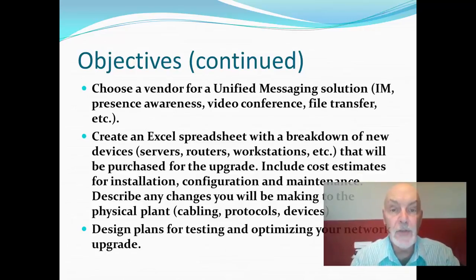Next, you're going to choose a vendor for a unified messaging solution. A unified messaging solution includes instant messaging, presence awareness, video conferencing, file transfer, email, etc. Then you're going to create an Excel spreadsheet with a breakdown of all of your new devices, servers, routers, workstations, etc. that will be purchased for the upgrade. Include cost estimates for installation, configuration, and maintenance. In other words, total cost of ownership for these devices. And you're also going to describe any changes that you'll be making to the physical plan, including cabling, protocol, and devices. Next, you're going to design a plan for testing and optimizing your network upgrade.